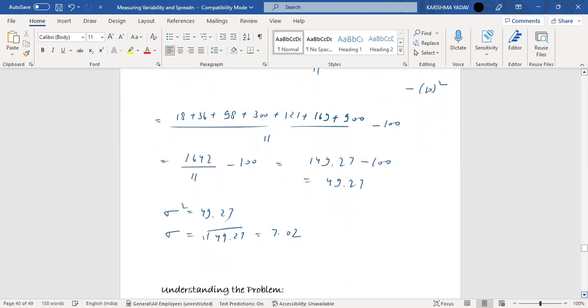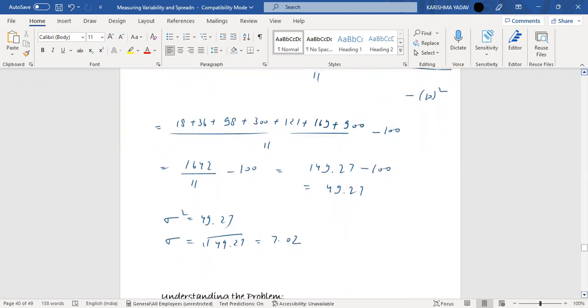Okay, now look at the values of the standard deviation here. For the first player, we got the value of the standard deviation, that is 1.48. For the second player, we got the value of the standard deviation, that is 1.73. For the third player, we got the value of the standard deviation, that is 7.02.